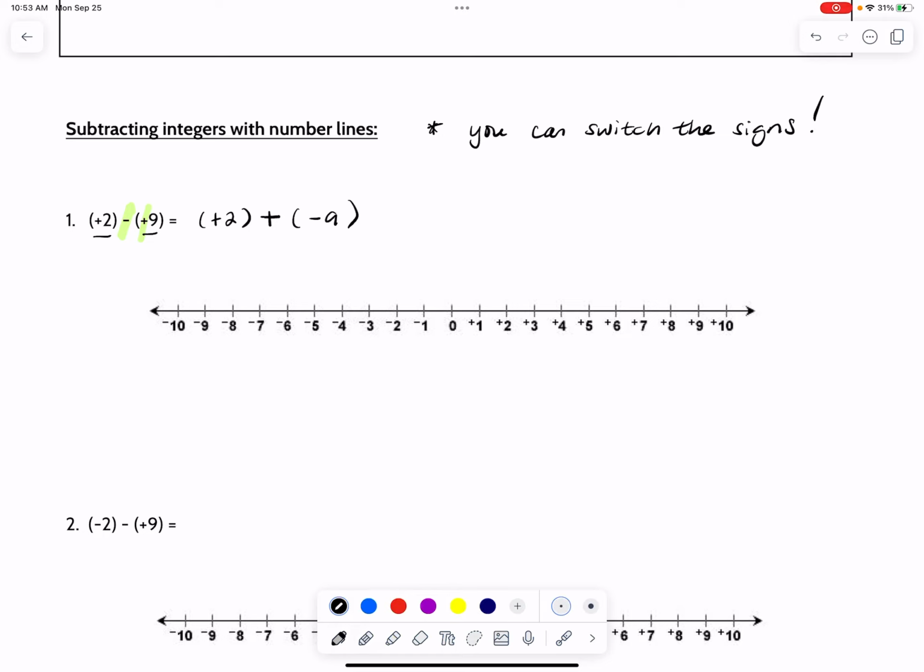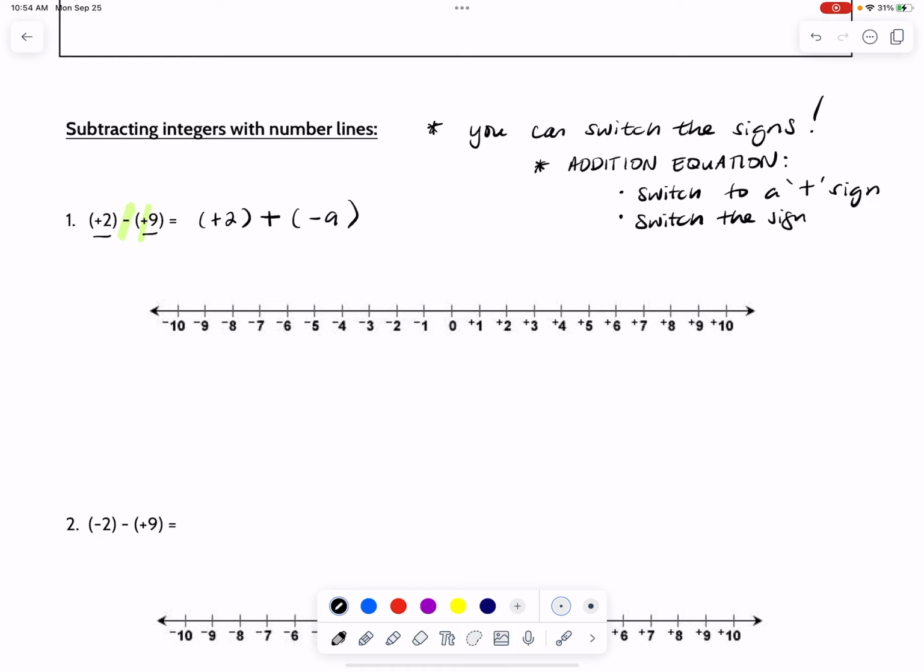Let's write that down again. So when you're writing the addition equation, switch to a plus sign in the middle, and you switch the sign of the second integer. Okay, do not touch the first one.